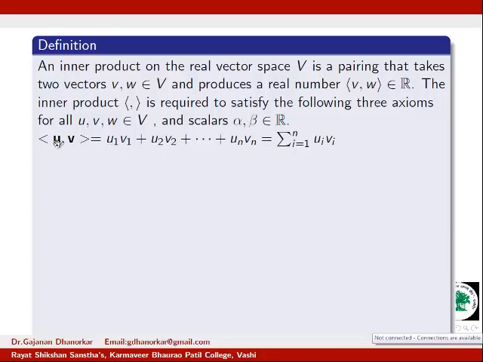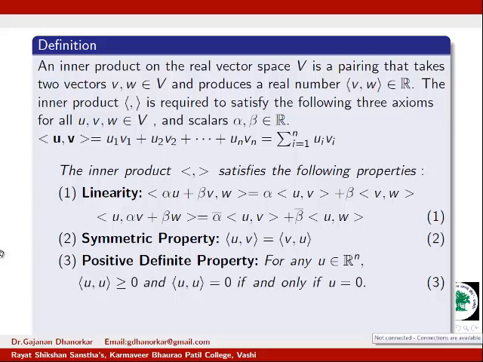The inner product of u, v is nothing but the dot product. We know u has coordinates u1, u2, u3, up to un, and v has coordinates v1, v2, v3, up to vn, and then we can take its dot product: u1 v1 plus u2 v2 plus up to un vn, and this is in summation. Satisfying the following three conditions, this notation is called the inner product.